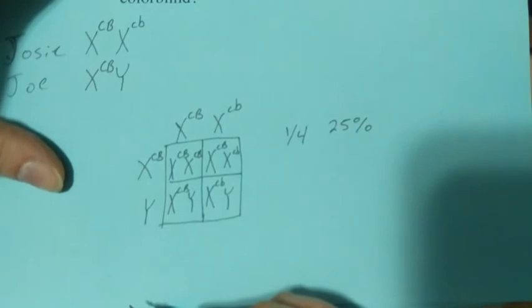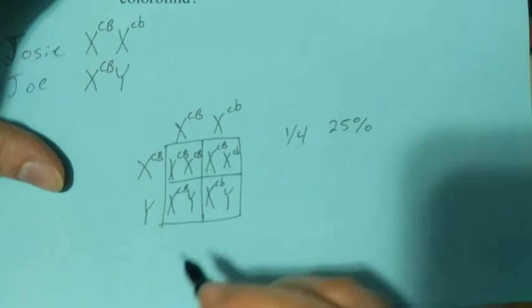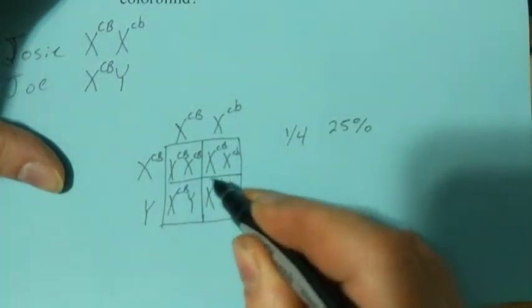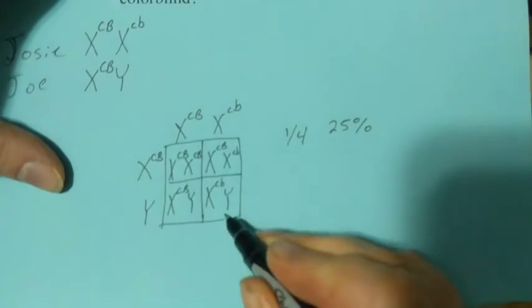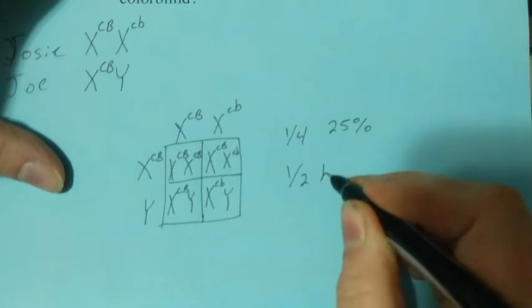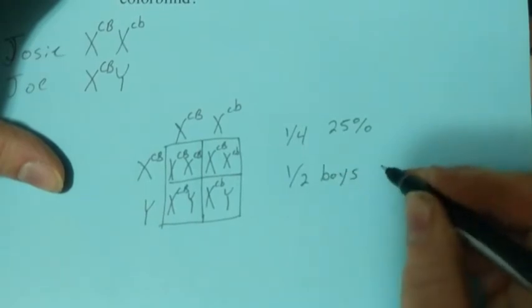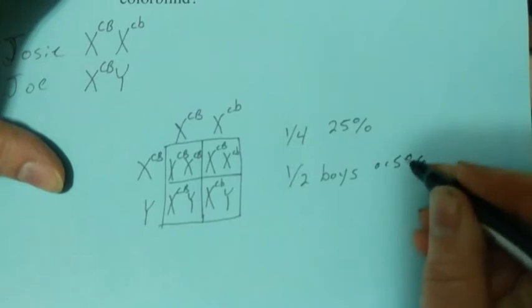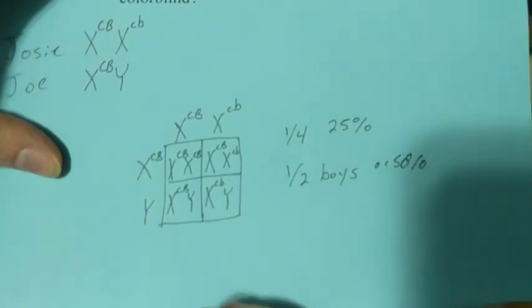Now the second question is, what is the probability that their sons will be colorblind? So now we're only looking at the boys, so we're only looking at these bottom 2 squares. And 1 out of 2 boys, or 50%, will be colorblind.